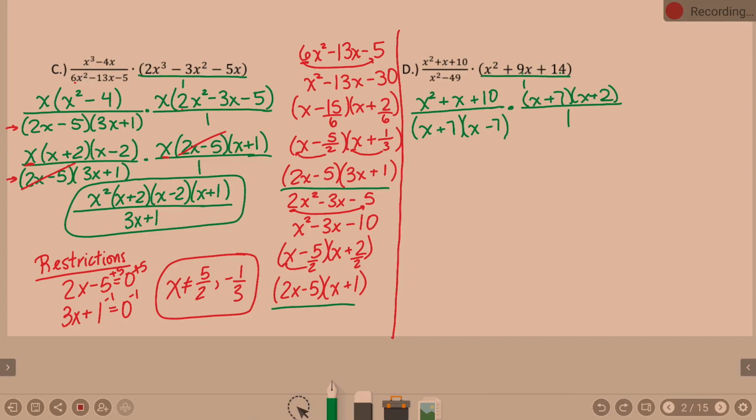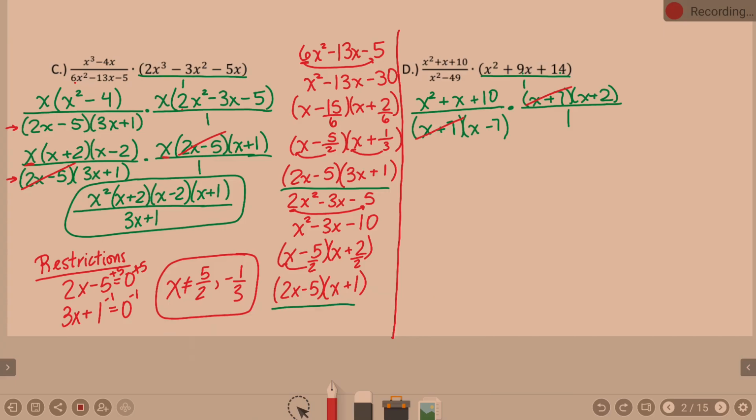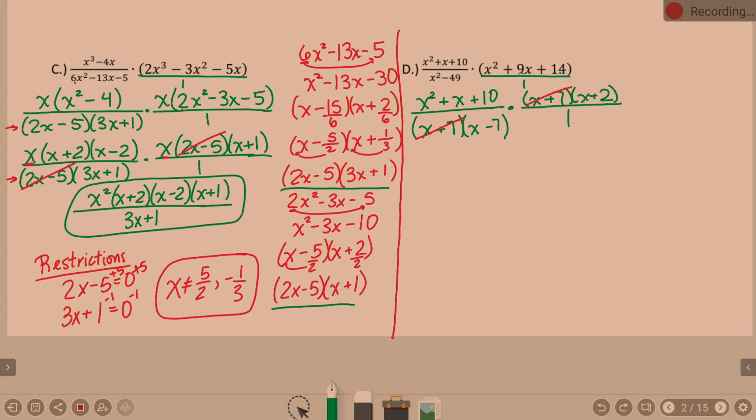Okay. Is there anything that cancels? What's going to cancel? Okay. x plus 7 on top cancels with x plus 7 on bottom. Anything else? Okay. Once you've canceled everything you can, then remember, we're multiplying 2 fractions. So you're multiplying numerator times numerator, denominator times denominator. With that in mind, your x squared plus x plus 10 needs to go in a parenthesis because we're going to be multiplying it by something else.